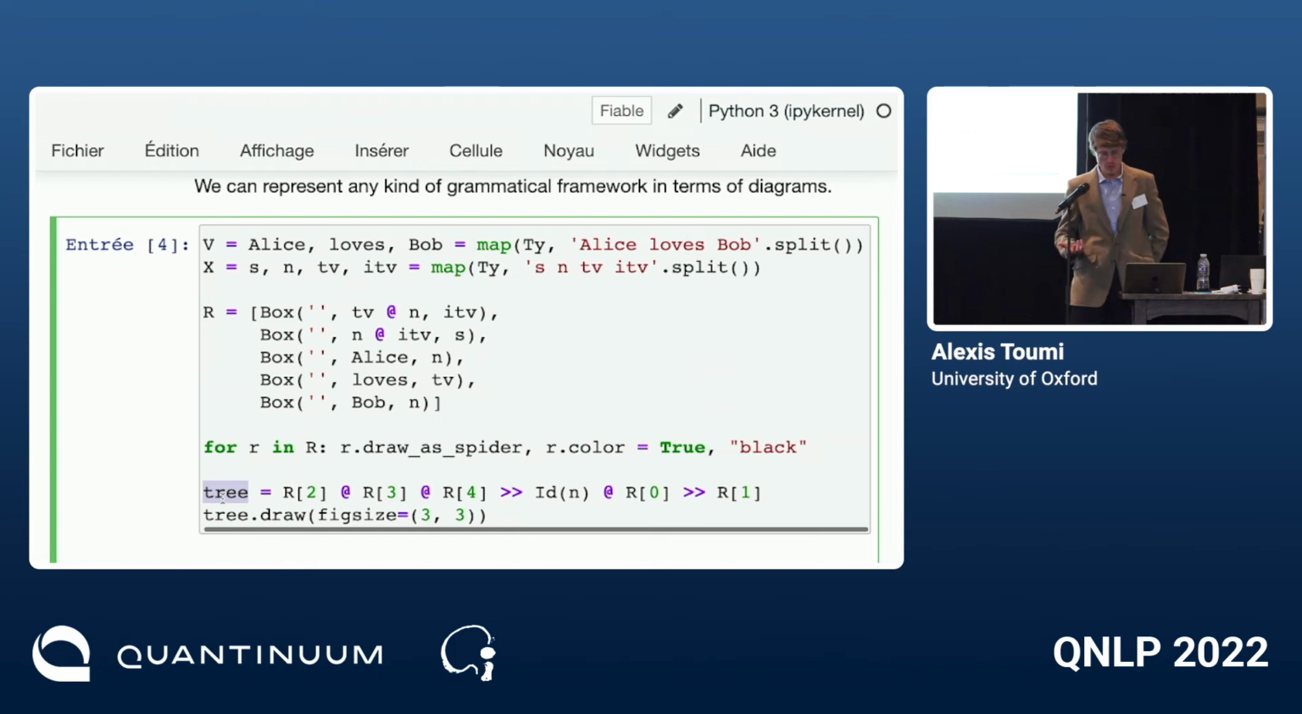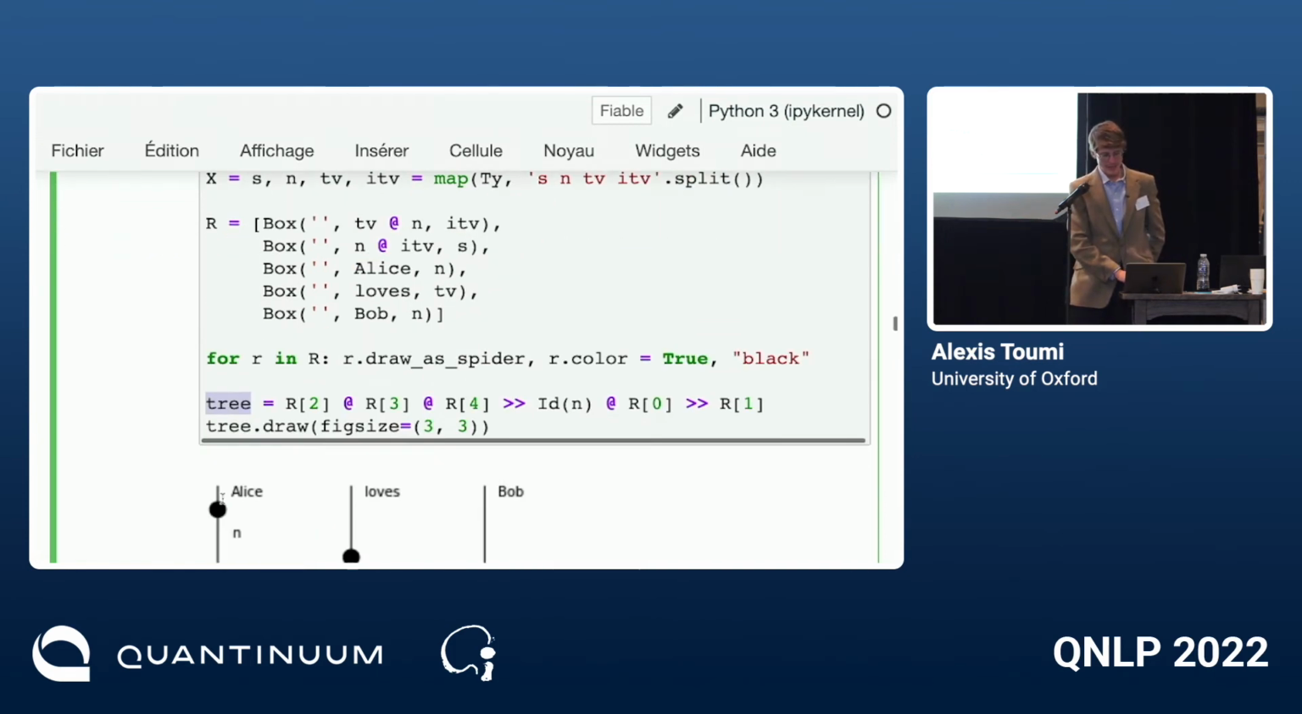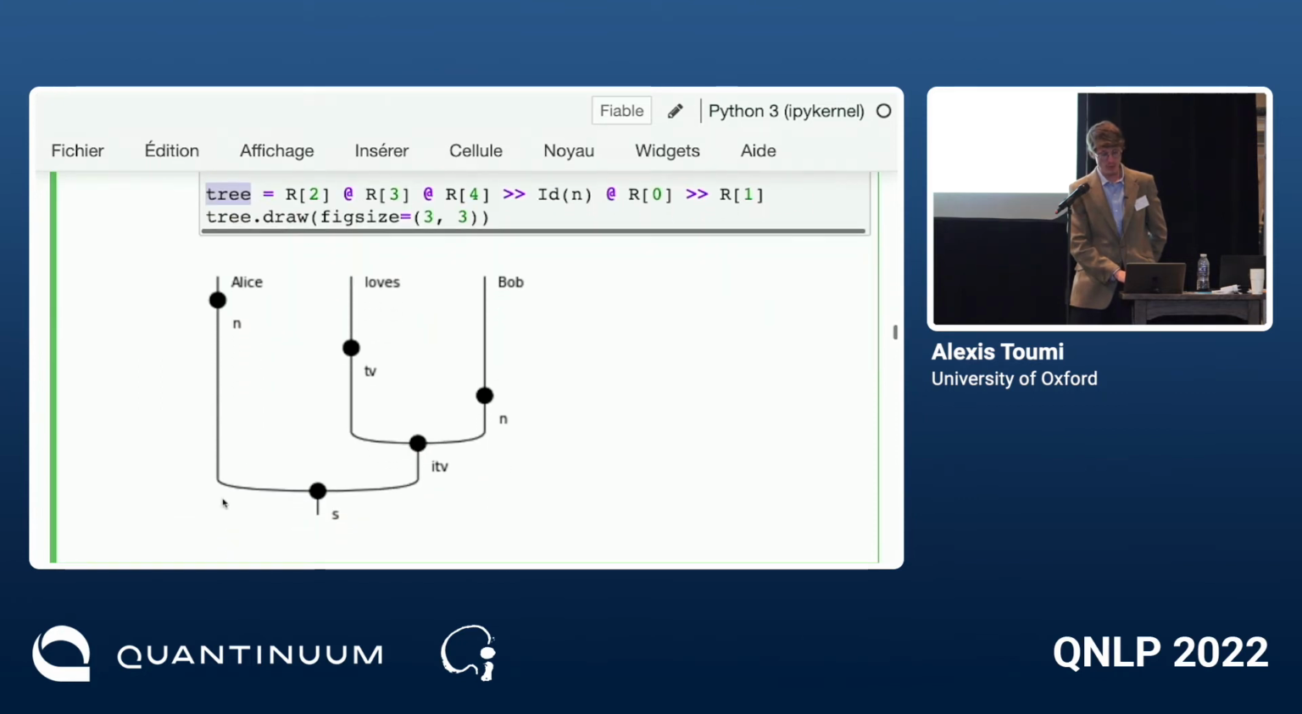So now, if you have a bunch of these boxes, a bunch of these rules, you can compose them. And here it happens to be composed in the shape of a tree. So this tree would have the sentence type as a root and the terminals as the leaves. And now this diagram you can think of as a proof that Alice loves Bob is a grammatical sentence in this particular grammar. So if you come up with more complicated grammars, you can describe more complicated languages.